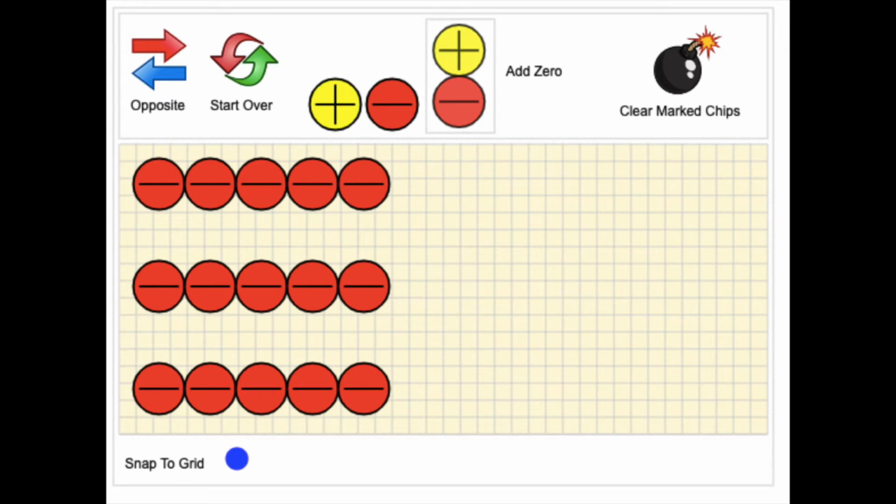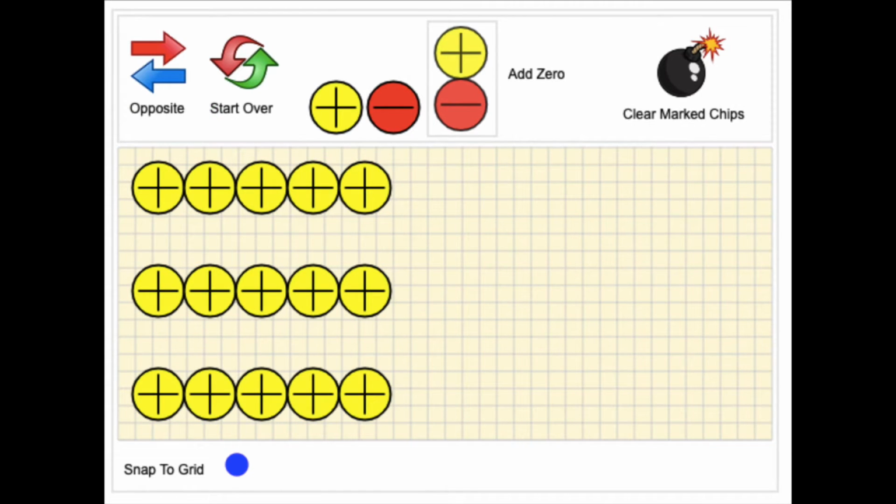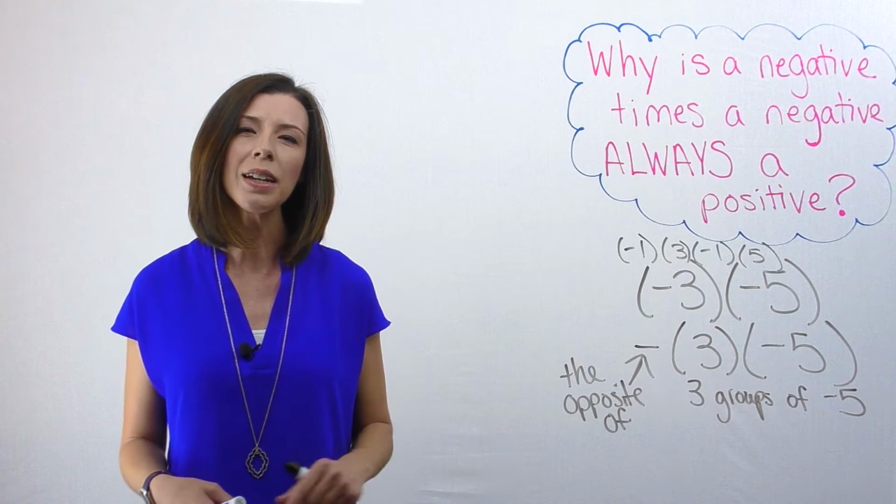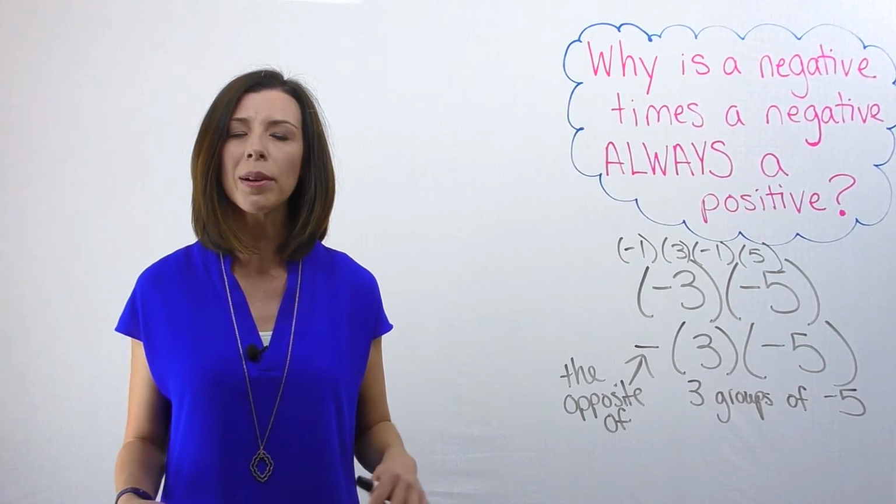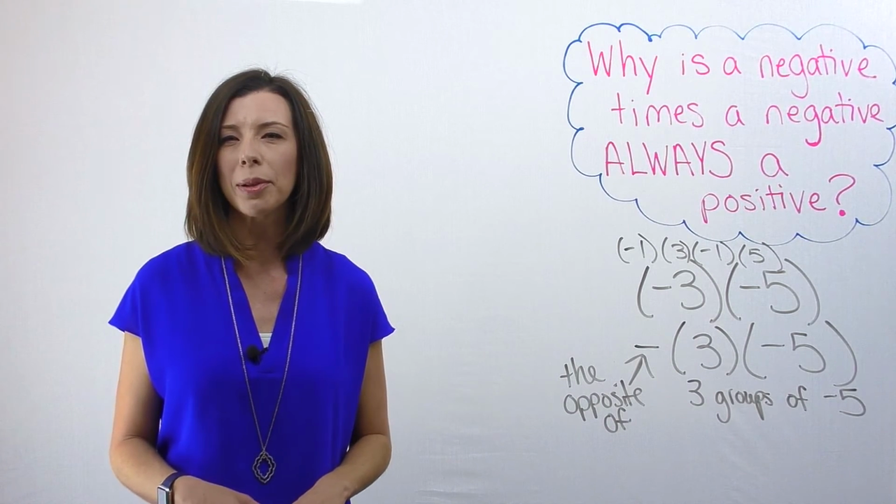Then what I want to do is hit this opposite of button up here on the virtual manipulatives, and you can see that it changes them all to a positive. Now you may be thinking, but does that work for every number? Let's explore it with just some variables.